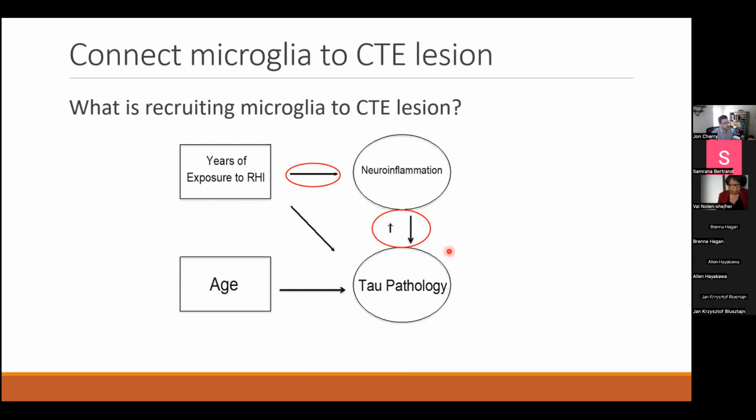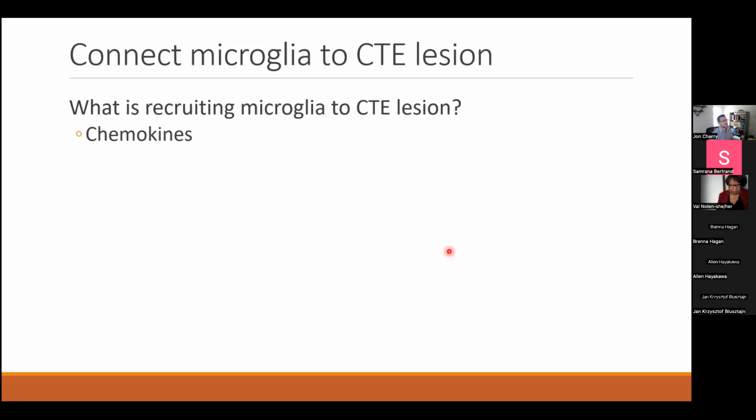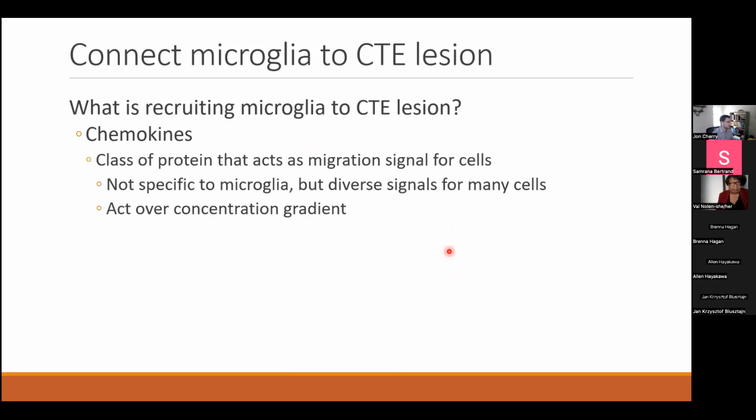And the first thing we wanted to examine are chemokines. So chemokines are a class of proteins that is pretty indicative for all cell types and all biology in terms of cell biology. They act as a migration signal per cell. They're not specific to microglia, obviously. They're for many different cells, and they act over a concentration gradient. So something produces it, and the gradient goes across tissue, and cells know to follow that gradient towards the thing that's producing it.